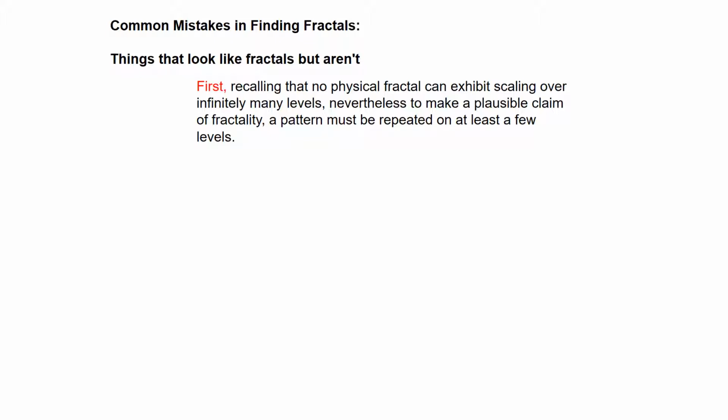Because a lot of people, when I give them assignments, say, oh, this thing looks like a fractal, this thing looks like a fractal, this thing doesn't look like a fractal. So I would like to discuss common mistakes in finding fractals, things that look like fractals but are really not fractals. A lot of people say, oh, if it is symmetric, it is a fractal. That is a very common misconception I observed with my students.